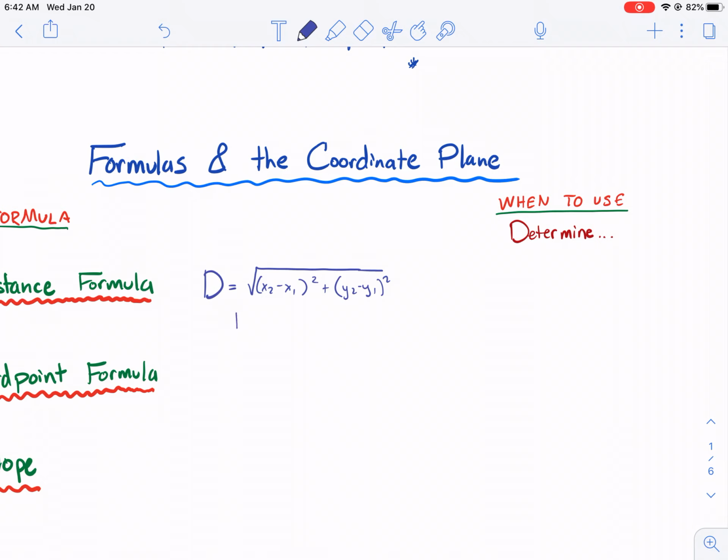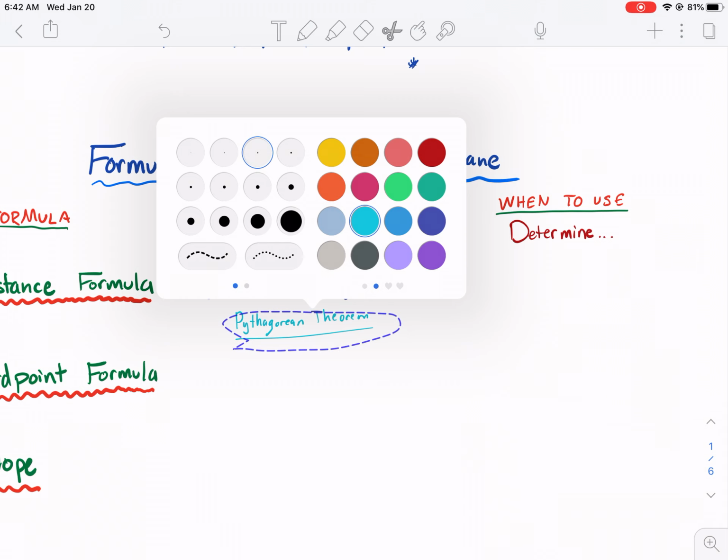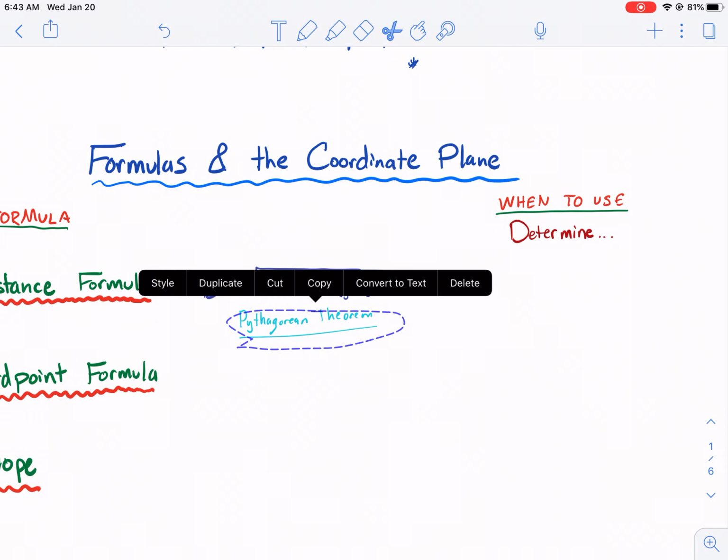Also think Pythagorean theorem. That also works. That's my preferred method, actually, since the distance formula is derived from the Pythagorean theorem. I'm going to change the color on it just for emphasis. So this is the Pythagorean theorem. That's another way to consider it.